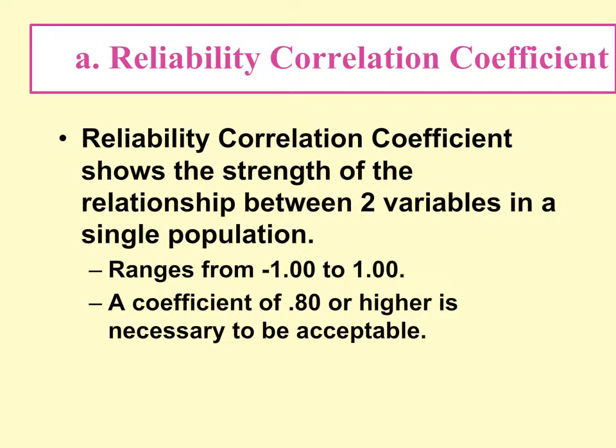The reliability correlation coefficient shows the strength of the relationship between 2 variables in a single population. It ranges from -1 to +1. A coefficient of 0.80 or higher is necessary to be acceptable.